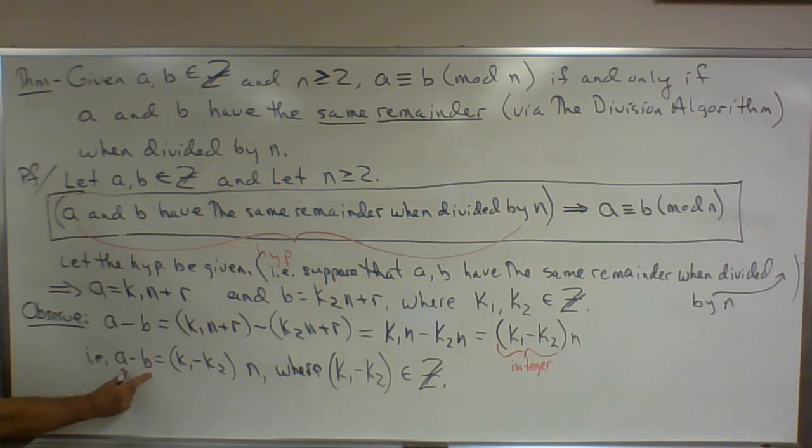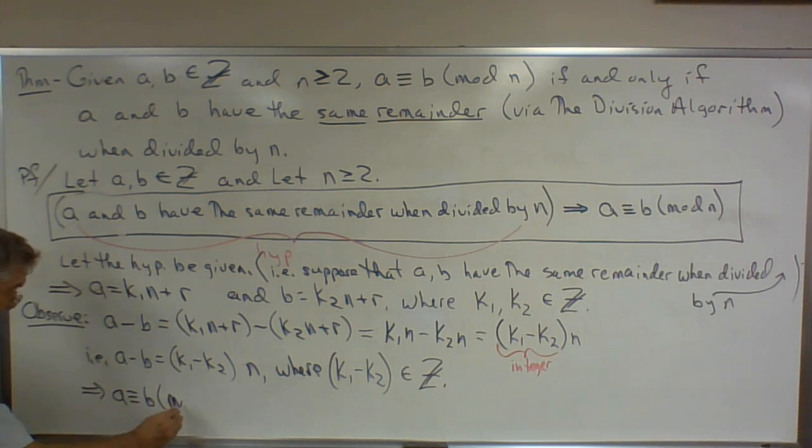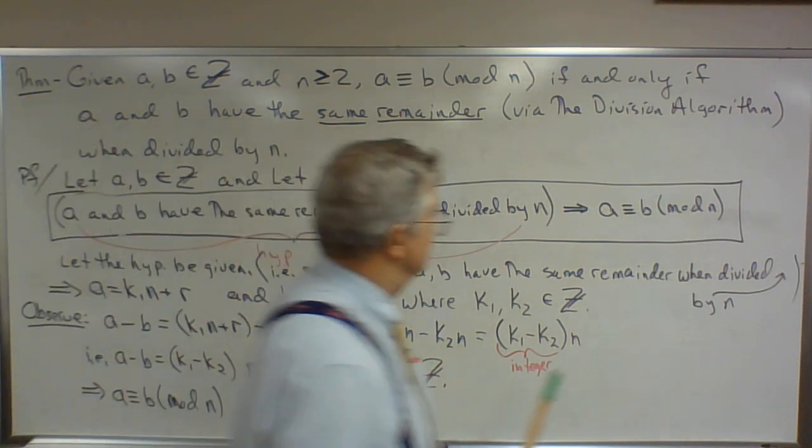So the difference of A and B is a whole number multiple of n. This implies that A is congruent to B mod n. So we just finished the proof in one direction. Now we've got to do the other direction.